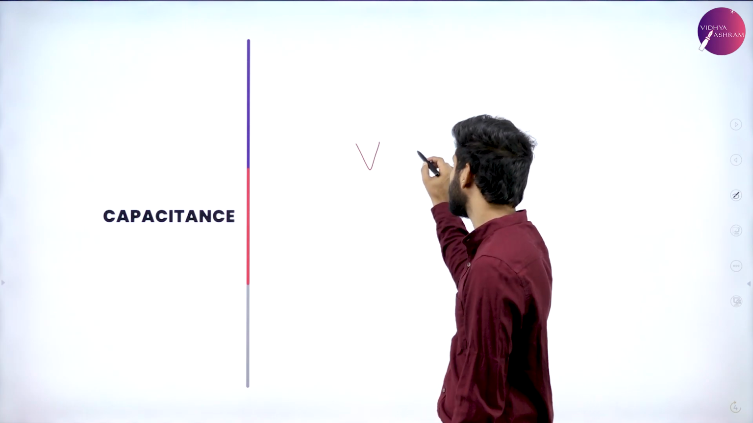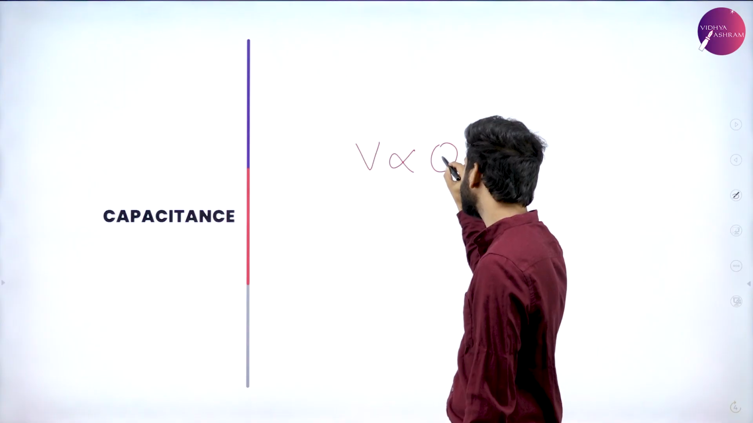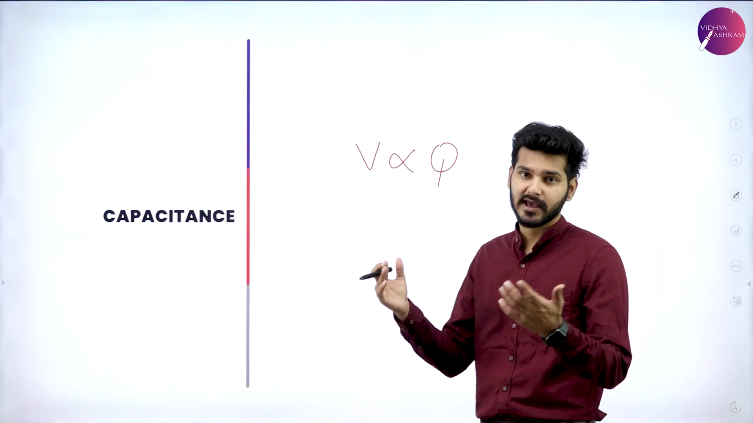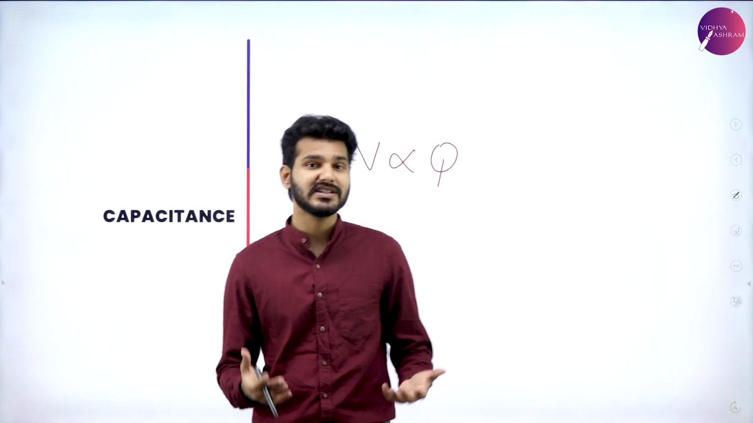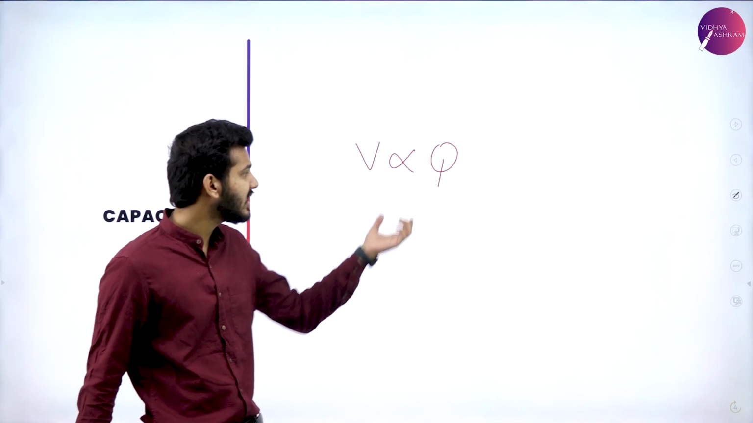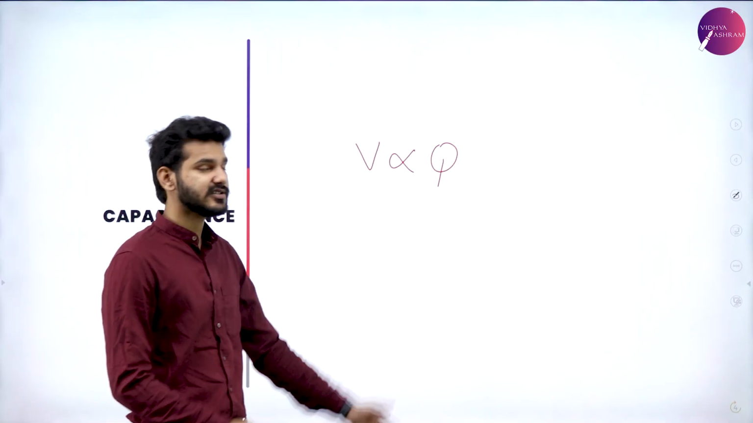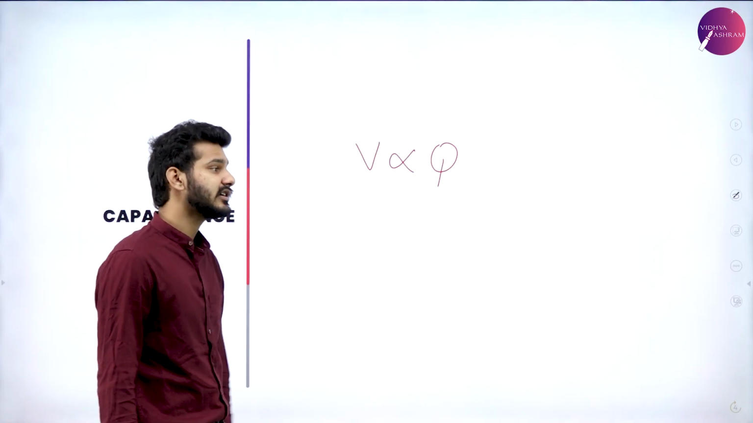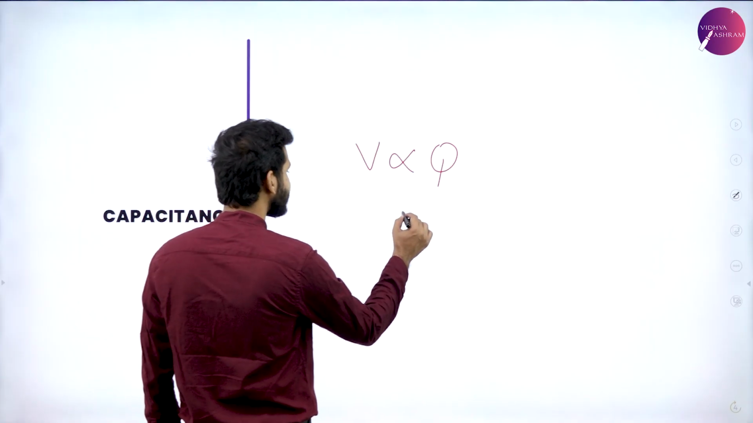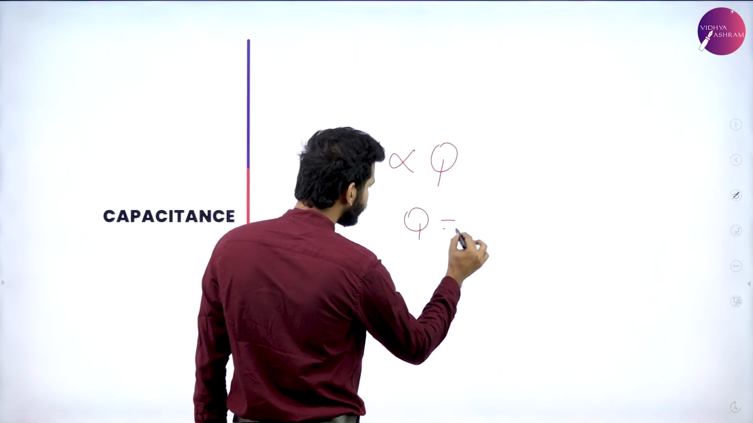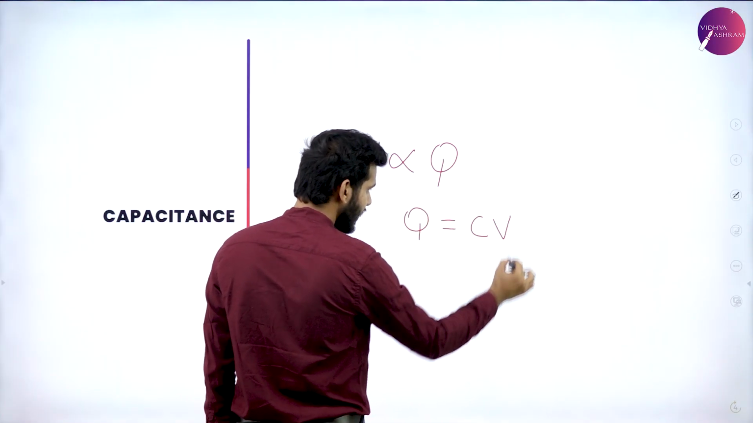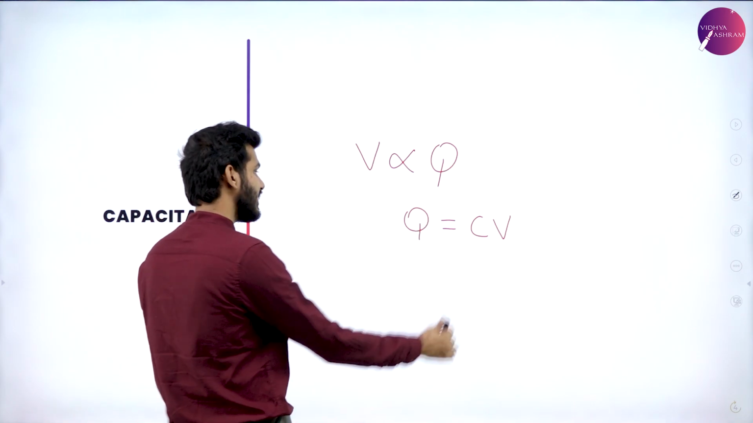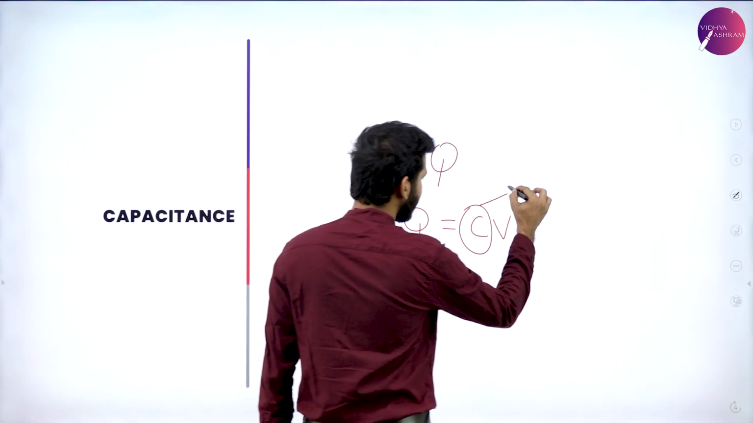So we can write it as V is directly proportional to Q. If Q is high, then the potential will also be high, meaning that the amount of potential I receive will solely depend on the magnitude of charge which is kept at a certain point. Now, this is a proportionality sign and we need it in the form of an equation. So we can write it as Q is equal to CV. And that is how, ladies and gentlemen, capacitance came into existence. That is, this particular C is capacitance.